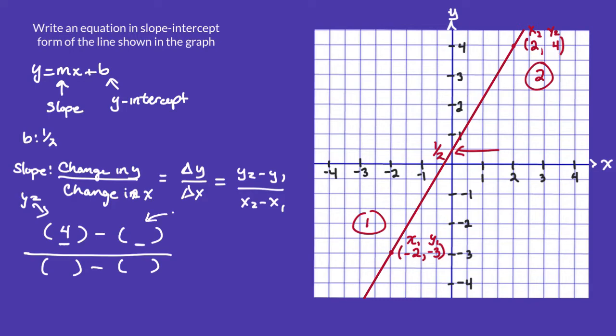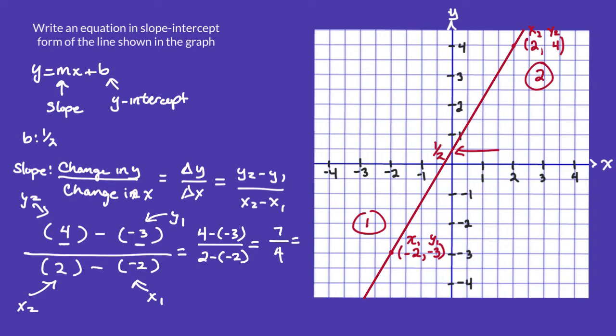Our y1 is -3. Our x2 is 2. And our x1 is going to be -2. Okay, so I'm going to rewrite this a little bit cleaner. It's going to be 4 minus a -3 divided by 2 minus a -2. Make sure you review your combination of negative numbers and positive numbers, and that will definitely help here. All right, so 4 minus a -3 ends up becoming 4 plus 3, which is 7. And 2 minus a -2 ends up being 2 plus 2, which is 4. And that is our slope, or our m.